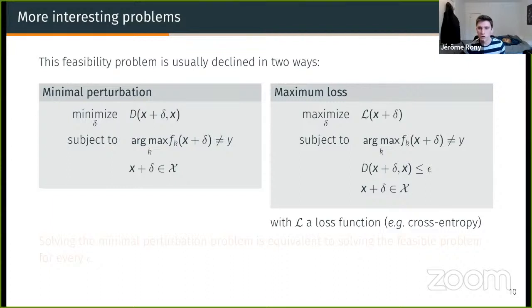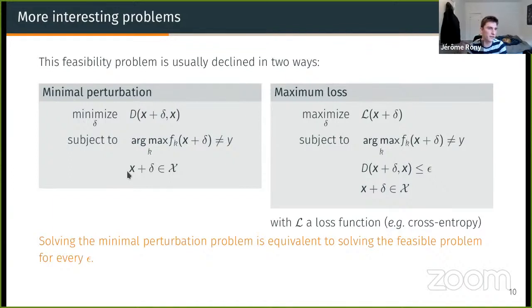In my case, I'm more interested in the problem on the left, the minimal perturbation problem, for the reason that solving this minimal perturbation problem is equivalent to solving the feasibility problem that I presented on the previous slide for every epsilon. So if you find the minimal perturbation, you found the epsilon for which you can still find a feasible solution to the previous problem. And for any epsilon smaller than that, you cannot find a perturbation.